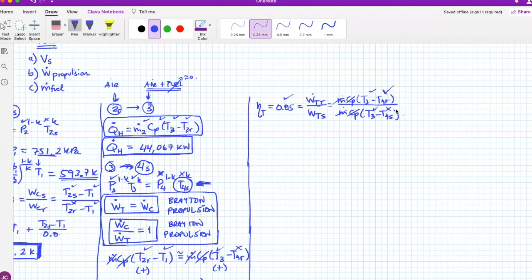Okay, so let's get that guy. So for this one, you will have that T4S equals to. Let me see if I have it here.